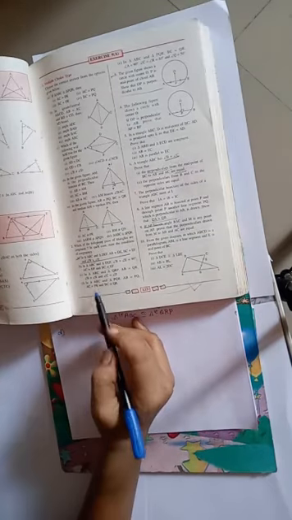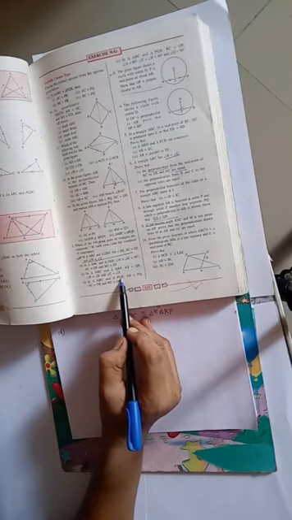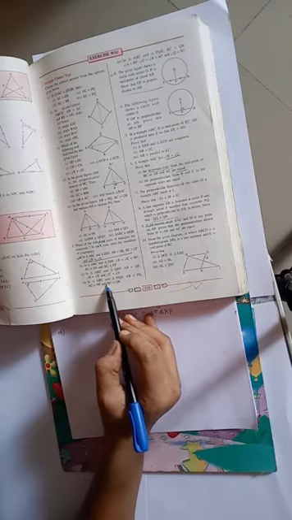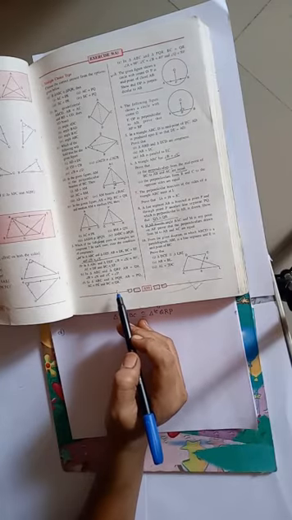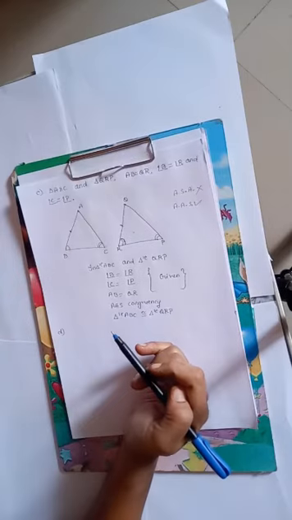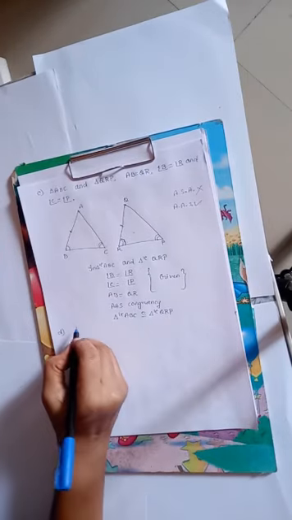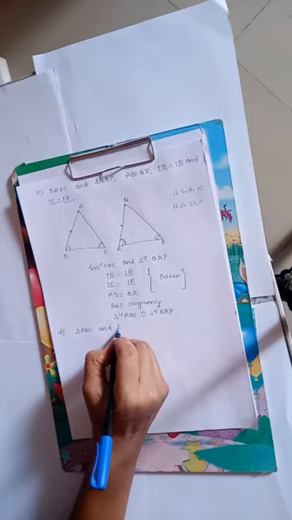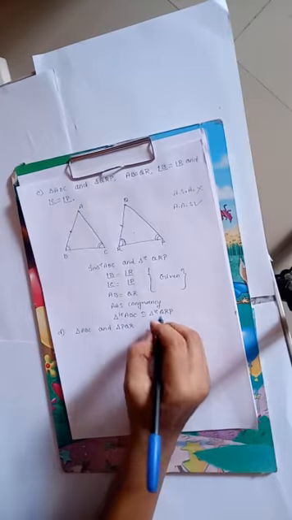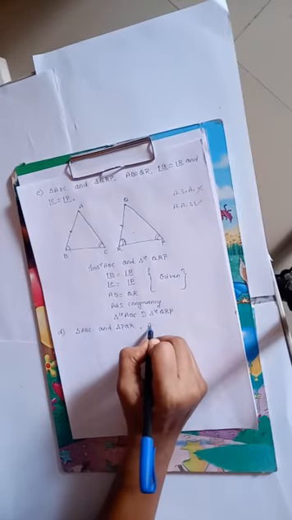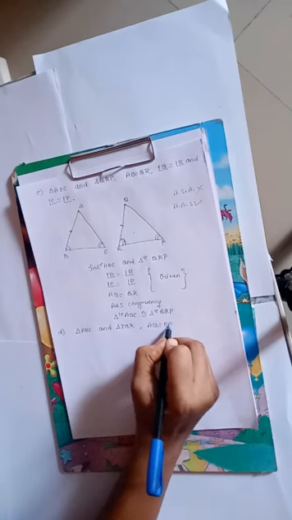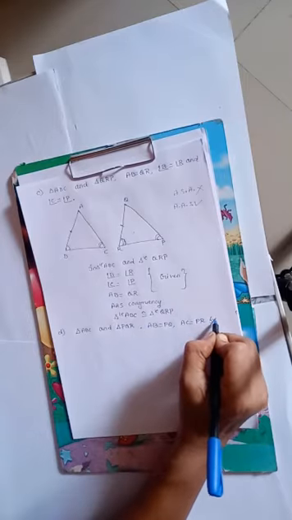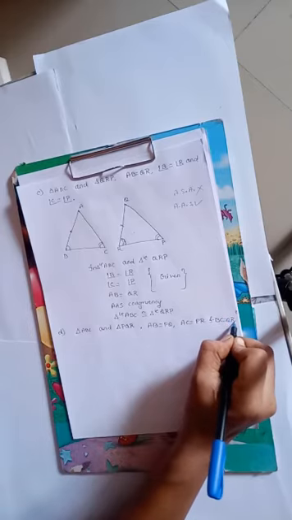See here, in triangle ABC and triangle PQR, AB is equals to PQ, AC is equals to PR the given, and BC is equals to QR. This is the easiest one. See here, all the sides are equal, the given. Triangle ABC and triangle PQR, what the given is, AB is equals to PQ the given, AC is equals to PR the given, and BC is equals to QR.